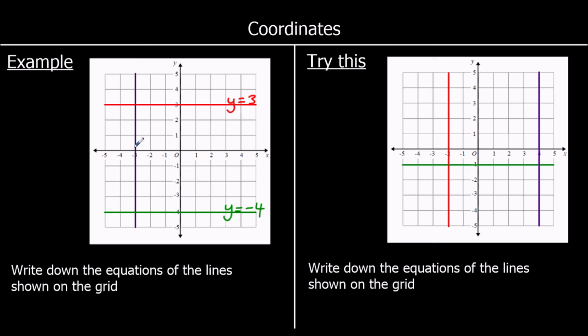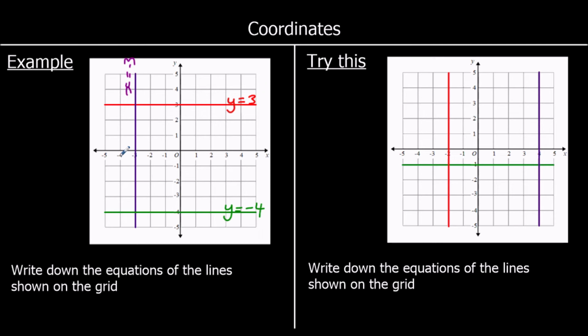And the purple line, the vertical line now. Let's look at the coordinates of these points. I'll start up here this time. We've got (-3, 5), (-3, 4), (-3, 3), (-3, 2), (-3, 1), (-3, 0), and so on. What do those points have in common? They all have the x coordinate of -3. And this line is called x = -3.